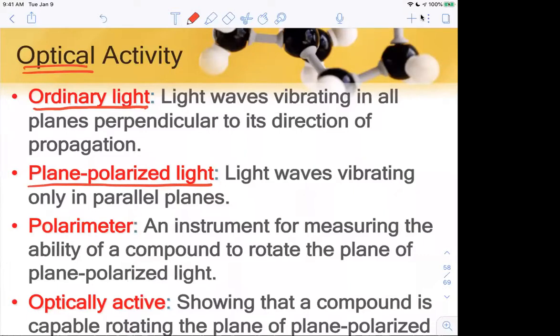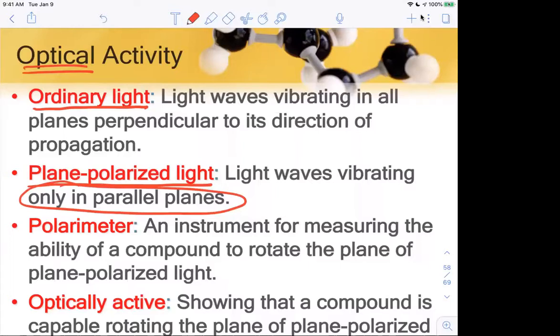Plain polarized light has light waves that vibrate only in parallel planes. Polarized sunglasses are an example of this. You can tell when you put on a pair of polarized sunglasses, you reduce glare and maximize colors. You're actually affecting the light that's going into your eyes.